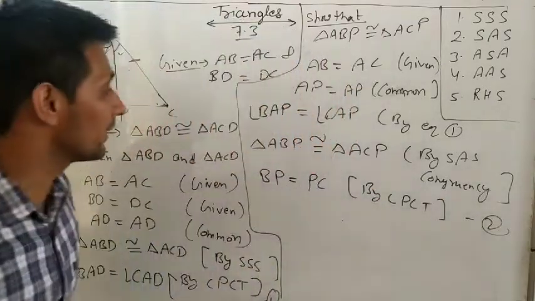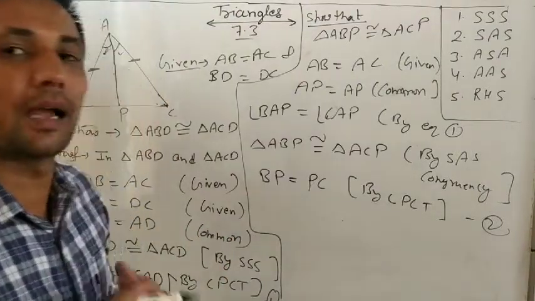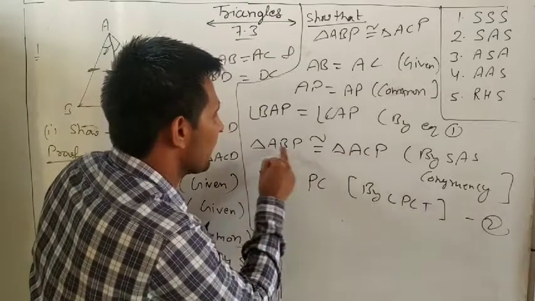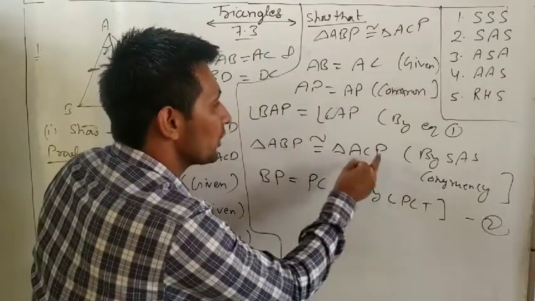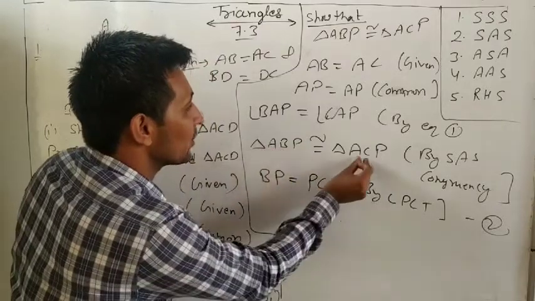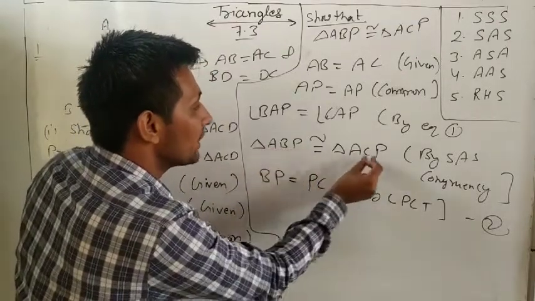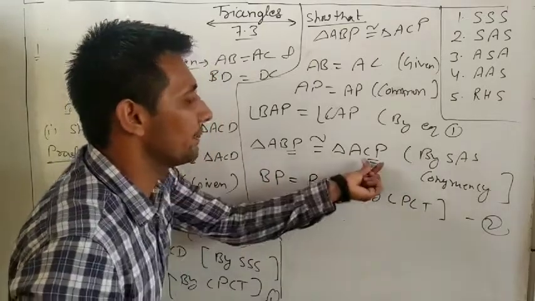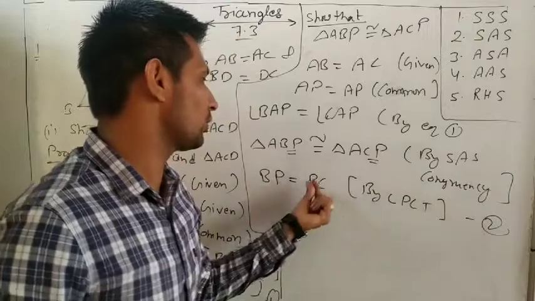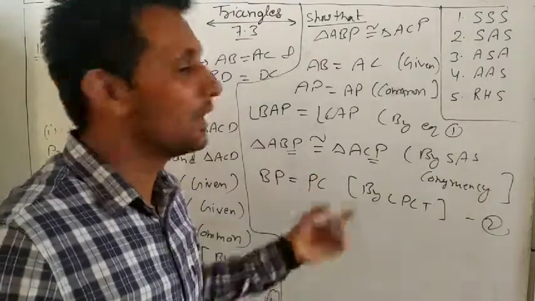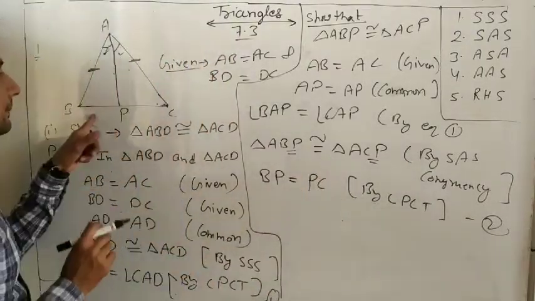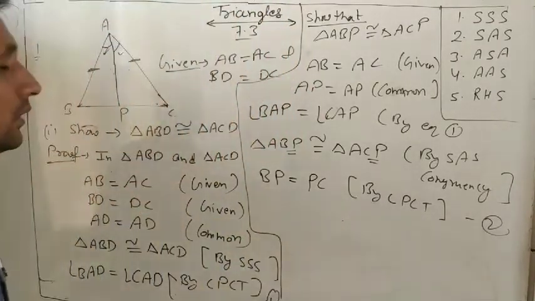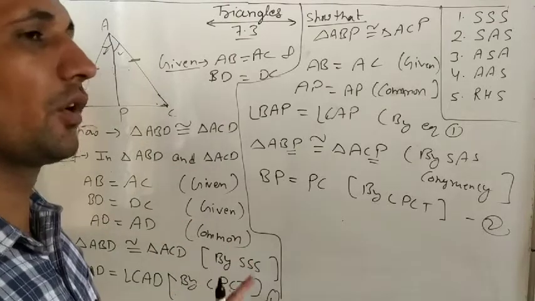Equation 2. How will we check which ones are the corresponding parts? Angle A equal to angle A, angle B equal to angle C, angle P equal to angle P, side AB equal to AC. BP: if you take the last two here, the last two there are BP and PC. You can change the order, PC or CP you can write. So they are also equal, BP equal to CP. So these two parts we have already finished.